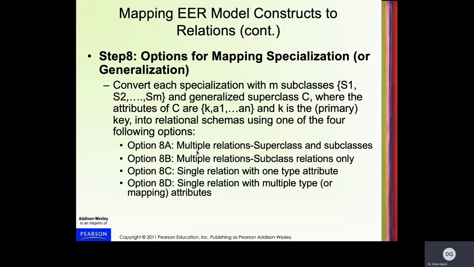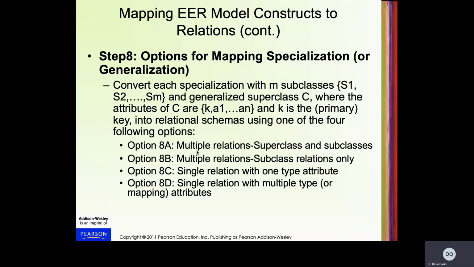In step 8, what we do is we convert each specialization with m subclasses. So if there are specializations in that, we create subclasses S1, S2, Sm, and a generalized superclass, where the attributes of that superclass are K, A1, A2, A3 to An, and K is the primary key in this relational schema. So we have 4 options. We can use one of those 4 options to map specialization or generalization.